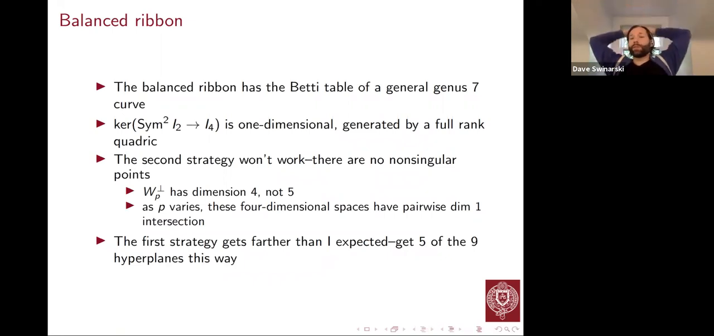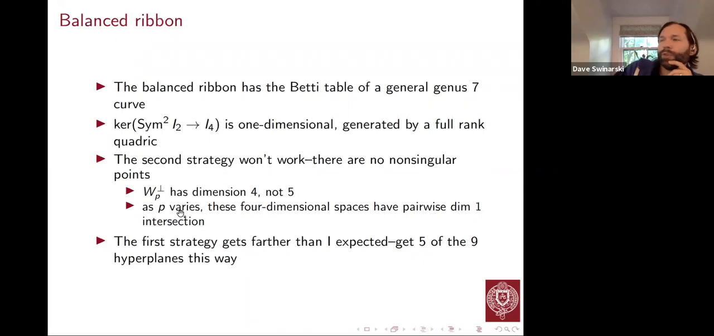The balanced ribbon has the Betti table of a general genus 7 curve. The kernel from Sym2 I2 to I4 is one-dimensional, and it's generated by a full-rank quadratic. So that's all very promising. Now, you can't construct points on this curve and then embed them in the orthogonal Grassmannian in the way that Mukai would for a smooth point on a smooth curve, because this curve is generically non-reduced. There's no non-singular points. As a result, these spaces WP perp, they're still isotropic, but they only have dimension 4, not dimension 5.